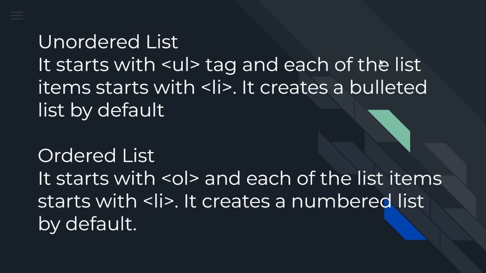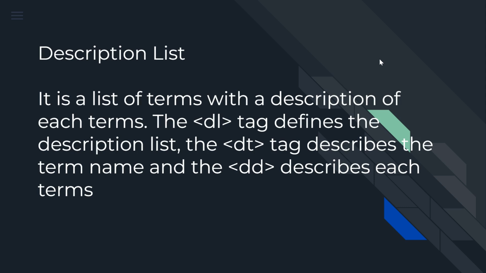So as I've explained before, an unordered list starts with the UL tag, and each of the list items starts with LI, and it creates a bulleted list by default. By the time we go to Visual Studio Code, you'll see how this works. An ordered list starts with OL, and each of the list items starts with LI, and it creates a numbered list by default. And then the description list is a list of terms with a description of each term. The DL tag defines the description list, the DT tag describes the term name, and the DD describes each term.